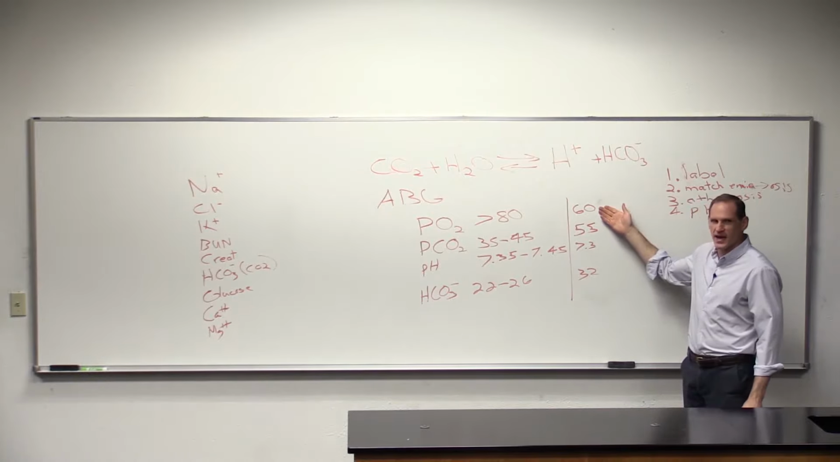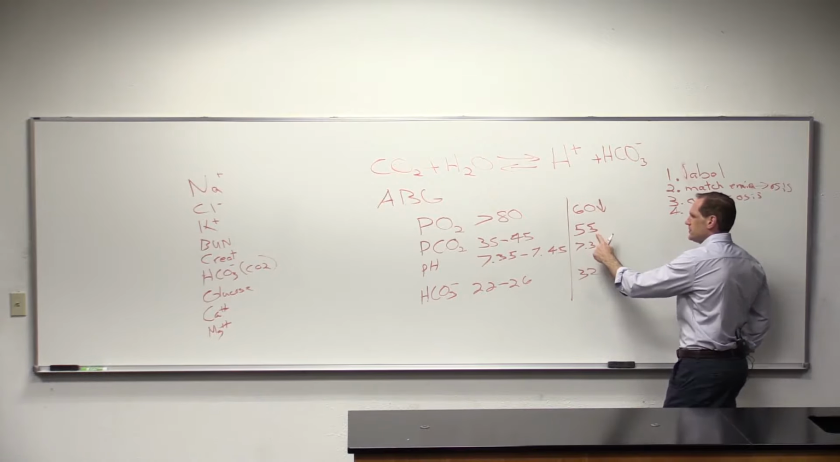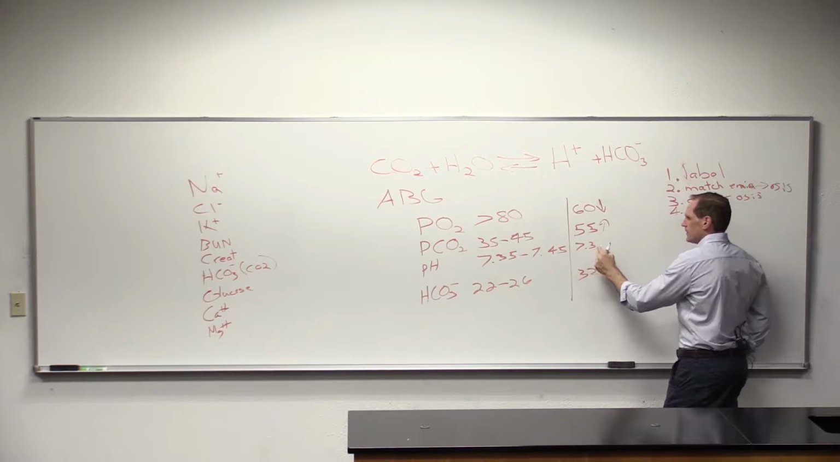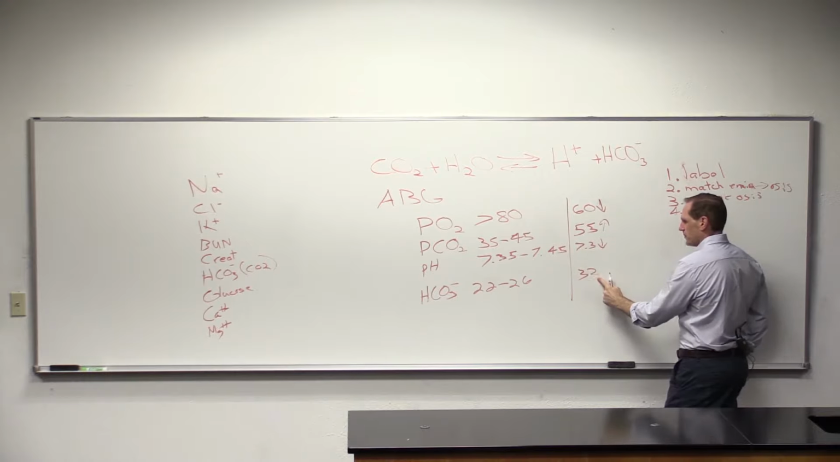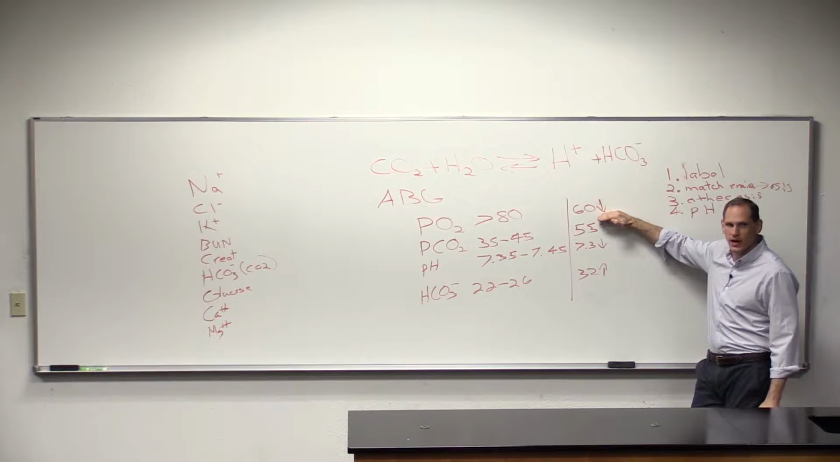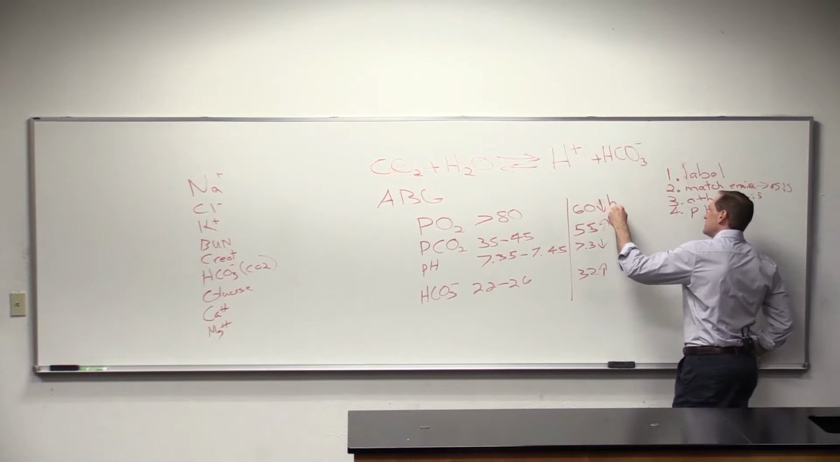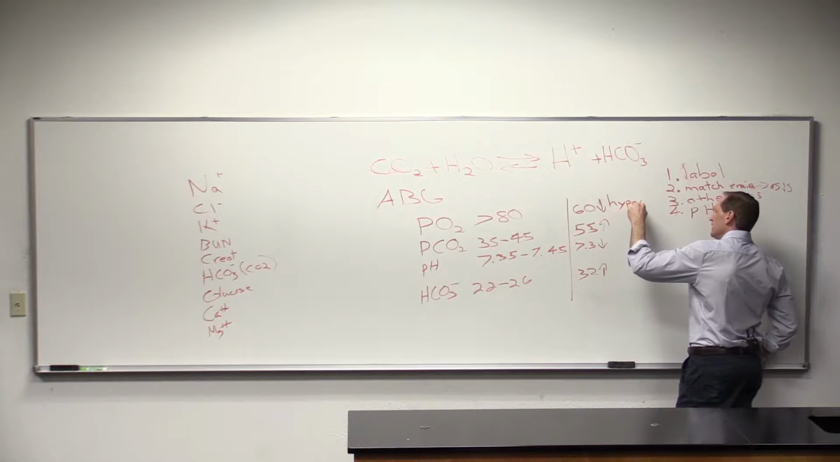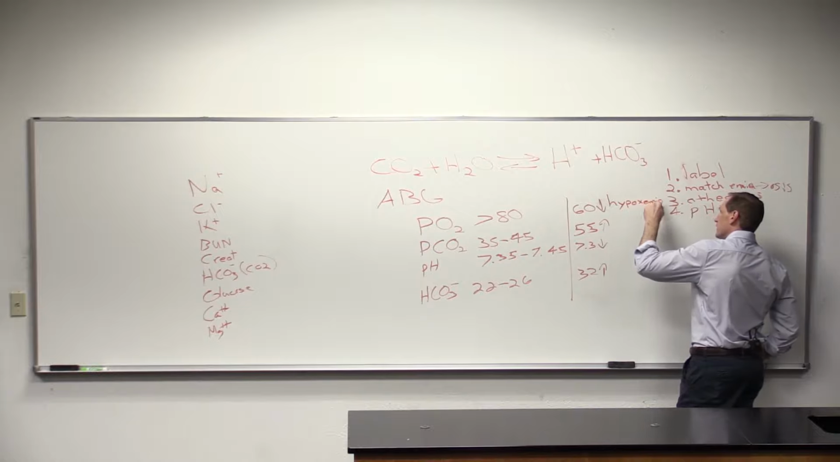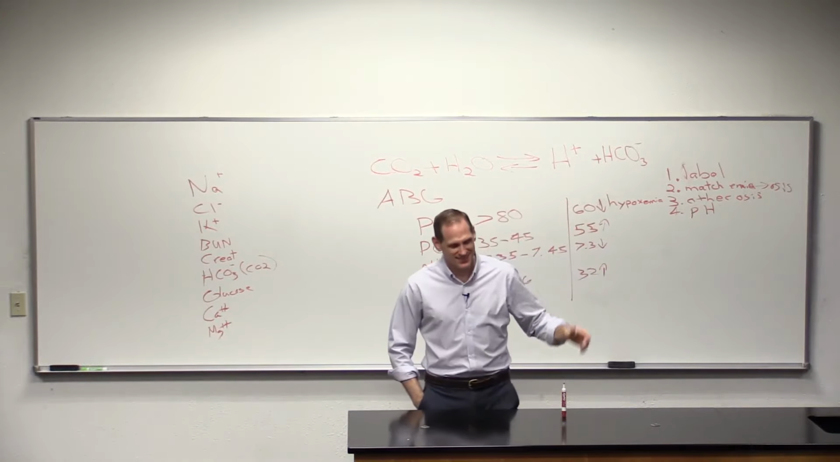So 60, is that high or low? Low. PCO2, high. pH, low. And bicarb, high. All right, so what is the term for low oxygen? Hypoxemia. Now, what is the difference between hypoxia and hypoxemia? Hypoxia is in the tissue, hypoxemia is in the blood.